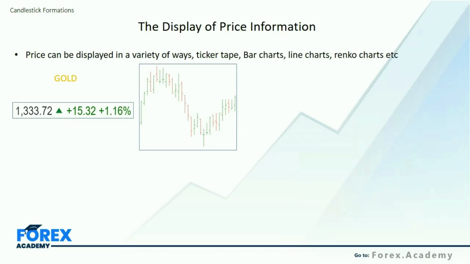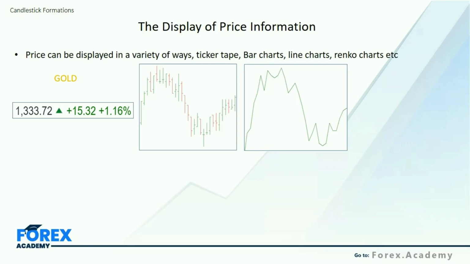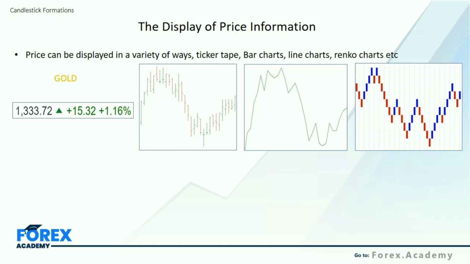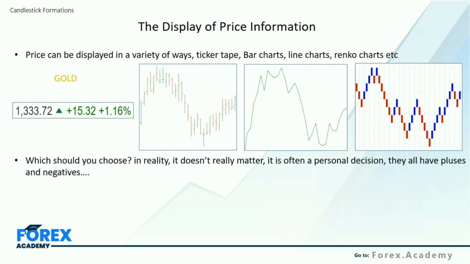So it's just a basic form of what we go on to look at in more detail very shortly, which is candlestick formations. So in addition to bar charts, we've also got line charts. So a lot of these different displays of price action can actually effectively give you similar information, but it's displayed in very different ways. And of course, Renko charts as well. So there are pros and cons associated with each of these forms of price information.